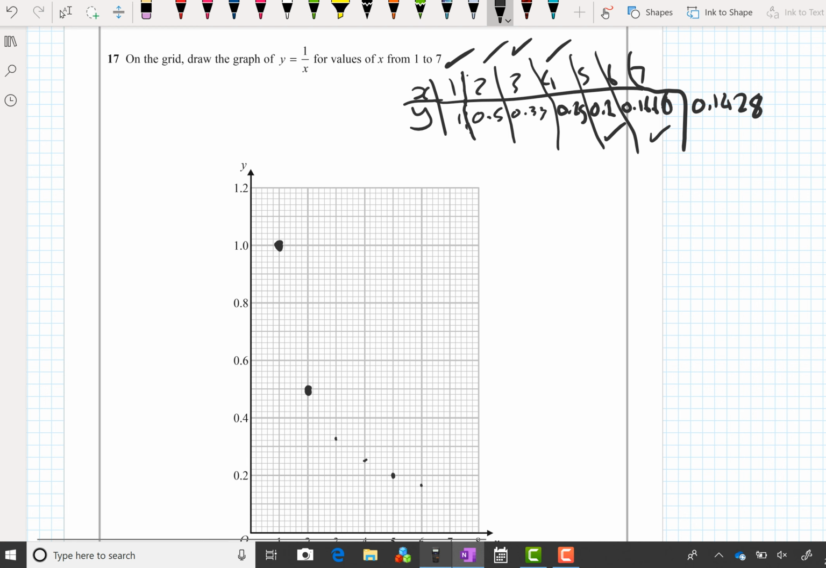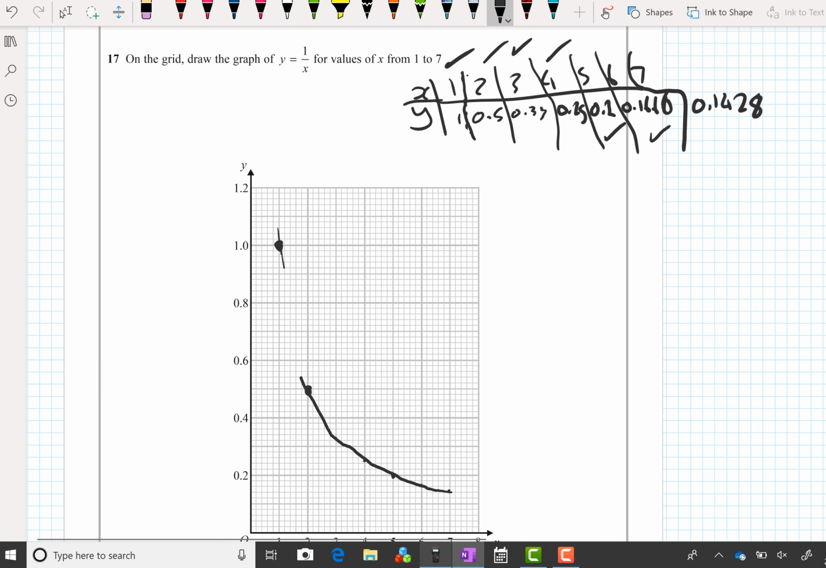Right. Now this is what you call a reciprocal graph. So you want a nice smooth curve. It does not look like that. So your points you want to join smoothly together. That'd be nice. Rub you out. Okay, so join them smoothly, smoothly, smoothly.